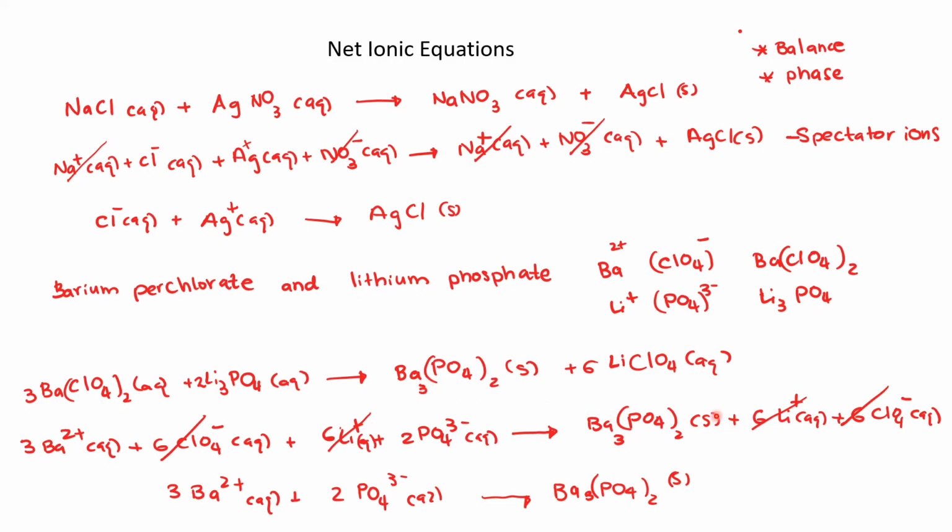So this is a solid, so we don't break the solids into ions. We write it down as it is. Now in this case, you have 6 lithium ions and 6 chlorate ions in aqueous phase. Next, we take out the spectator ions: 6 chlorate and 6 chlorate, 6 lithiums and 6 lithiums. And this is your net ionic equation.